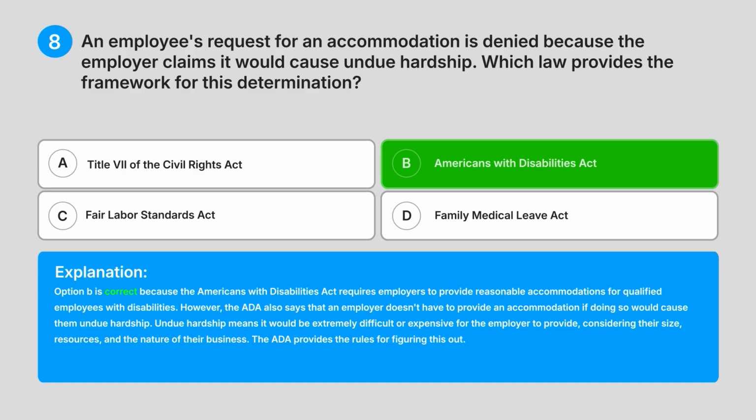cause them undue hardship. Undue hardship means it would be extremely difficult or expensive for the employer to provide, considering their size, resources, and the nature of their business. The ADA provides the rules for figuring this out.